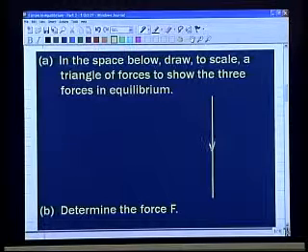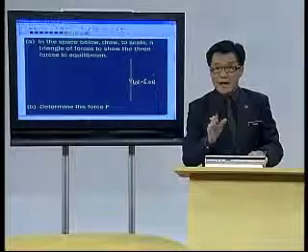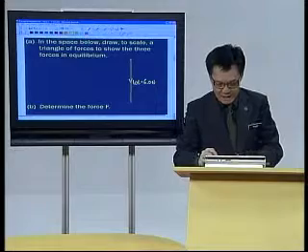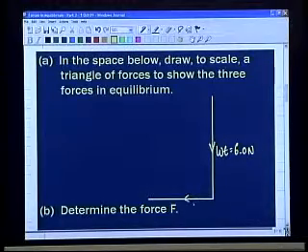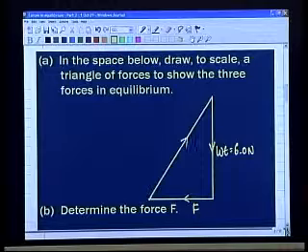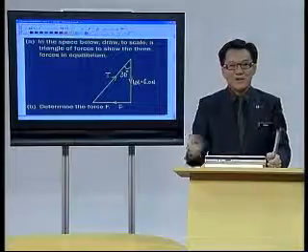weight. So the weight is 6 newtons. Now this is a sketch. Remember, I am not drawing to scale yet. What is F? So this is F. So this is the tension. I can call it T. What is the angle? 30 degrees.